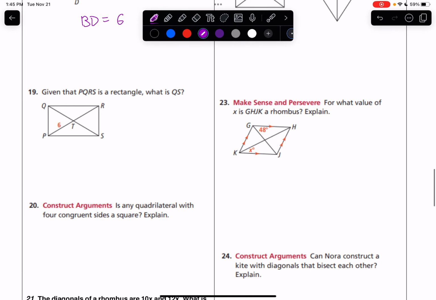Number 19, given that PQRS is a rectangle, what is QS? So if this is a rectangle, I know that the diagonals bisect one another, so PR is 12. And I know that the diagonals are congruent, so QS is also 12.